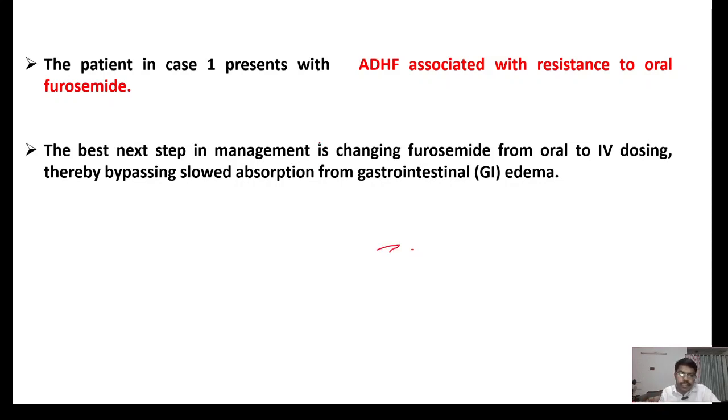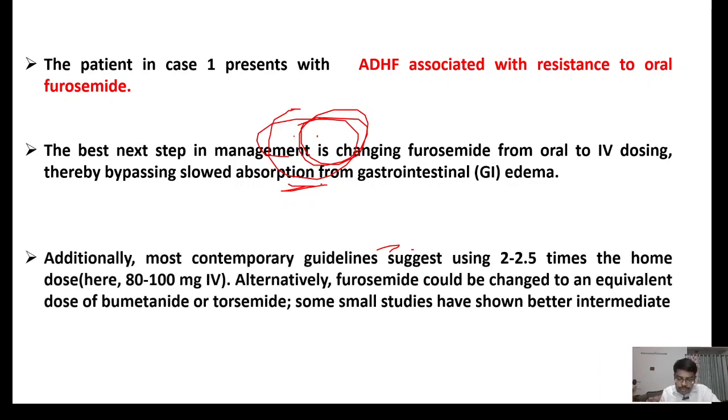So the next best step is switching from oral to IV. The best option could be to go for IV furosemide, either as bolus or as infusion. The route has to be changed from oral to IV. There are a few guidelines which say IV Lasix or furosemide has to be given at a dose of 2 to 2.5 times the oral dose.